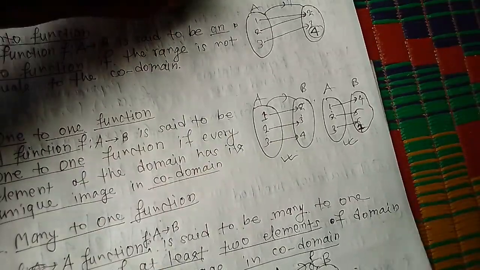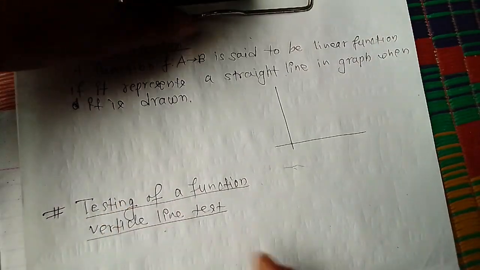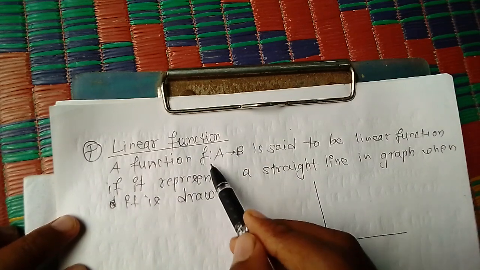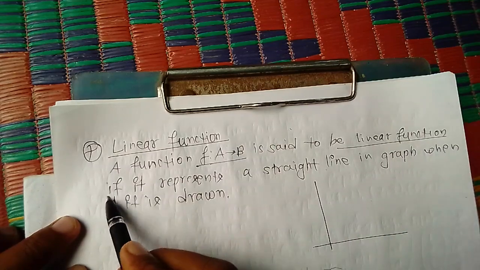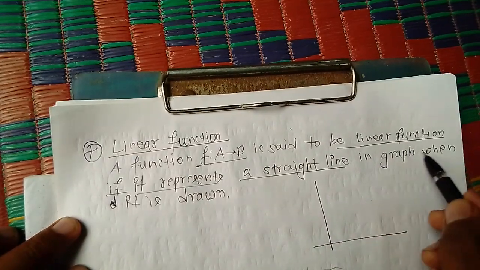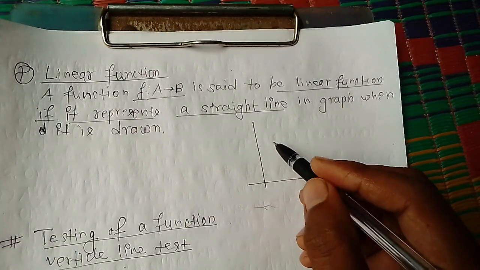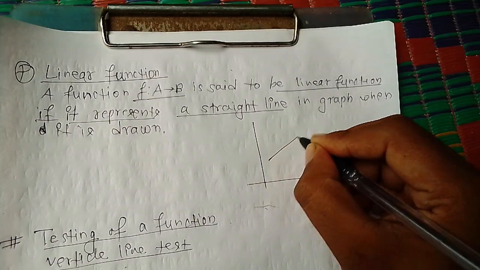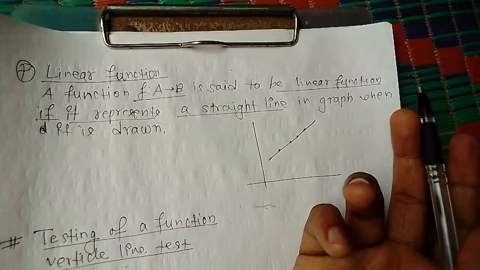Again, linear function. A function f from A to B is said to be a linear function if it represents a straight line when it is drawn on a graph. It means if any function is drawn on a graph and it gives a straight line, then it is called a linear function.